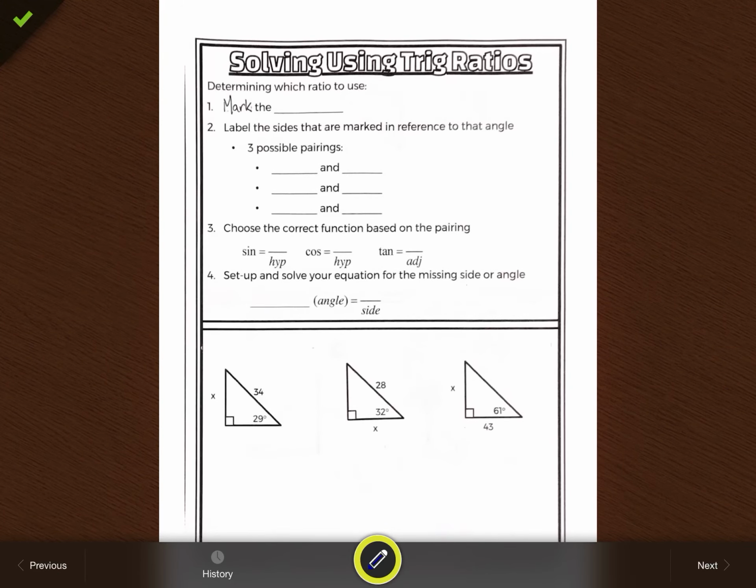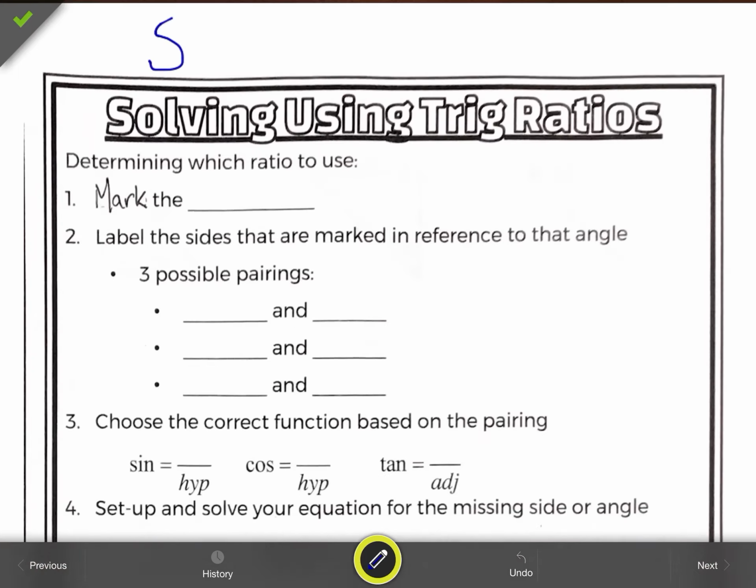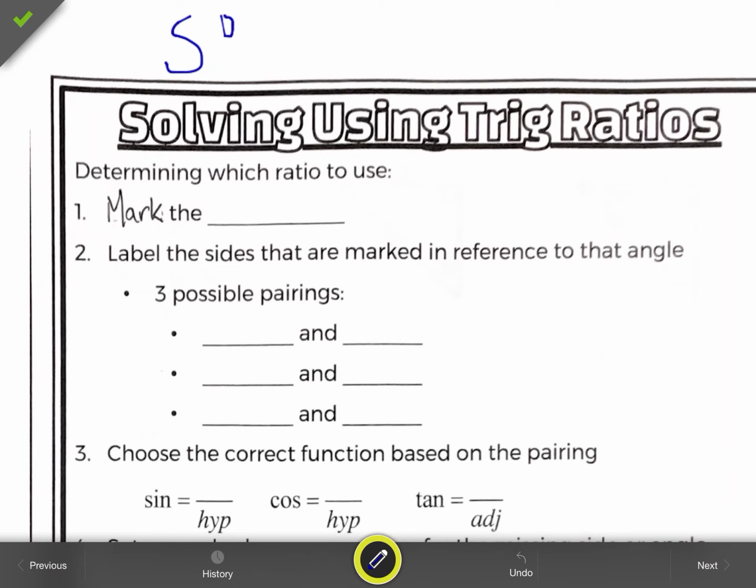All right, part 2 of using trig ratios. So that was just the intro. Okay, remember, what's our mnemonic? SOHCAHTOA. I actually like this way of writing it.